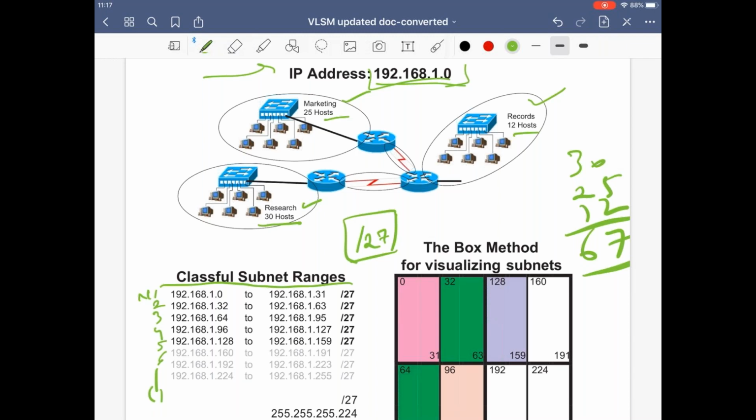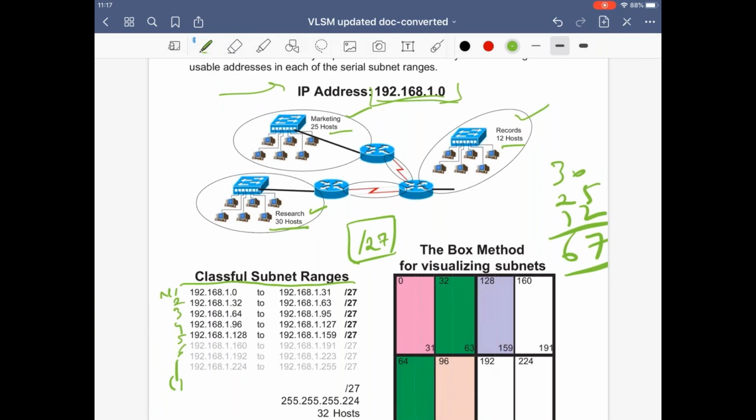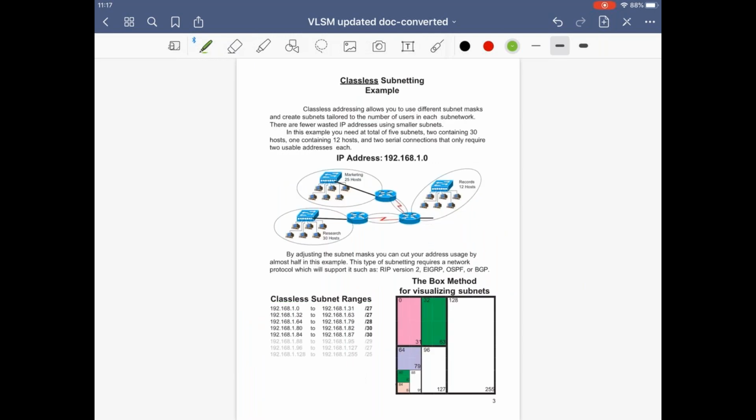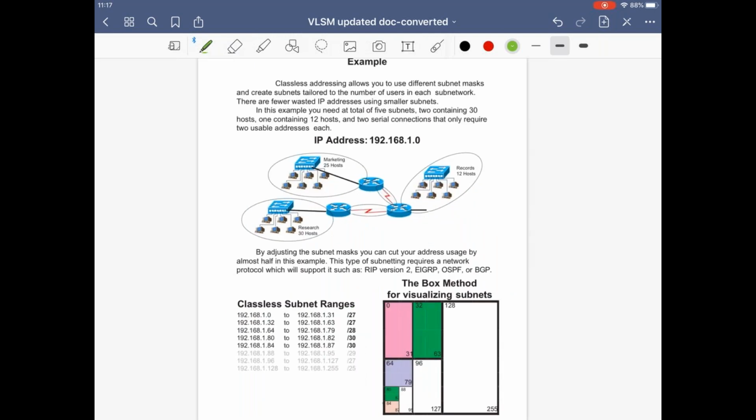Now classless. You will see /27, /27, all are the same, right? Now we will see this.